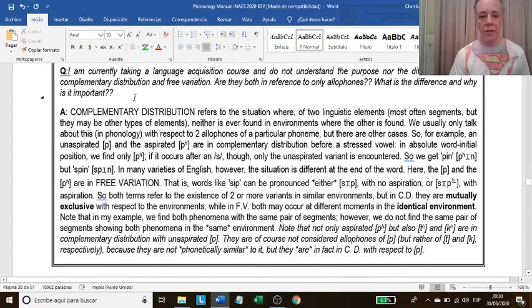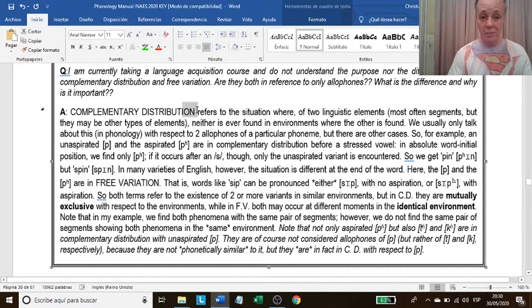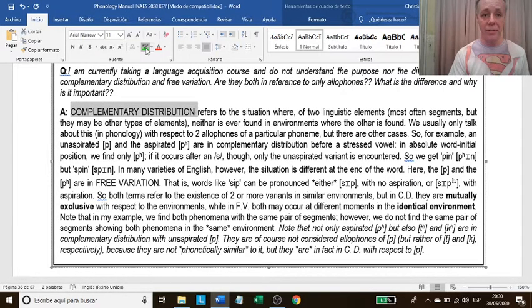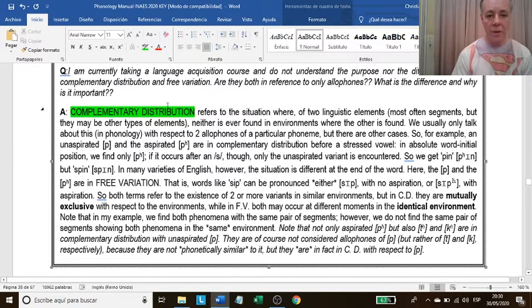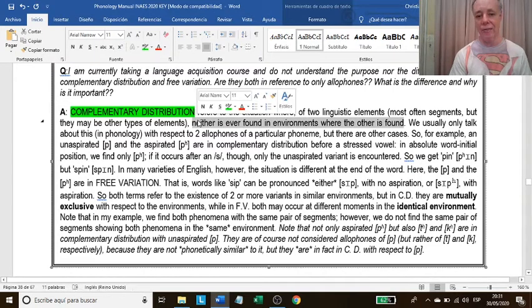The third one is called complementary distribution. You read about this before. Okay? Complementary distribution, in your textbook, remember? It says, complementary distribution refers to the situation where, of two linguistic elements, most often segments, which are sounds, but they may be other types of elements, neither is ever found in environments where the other is found. And the textbook talks about Clark Kent and Superman.